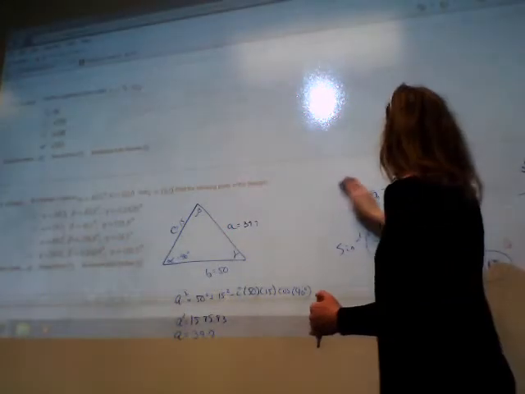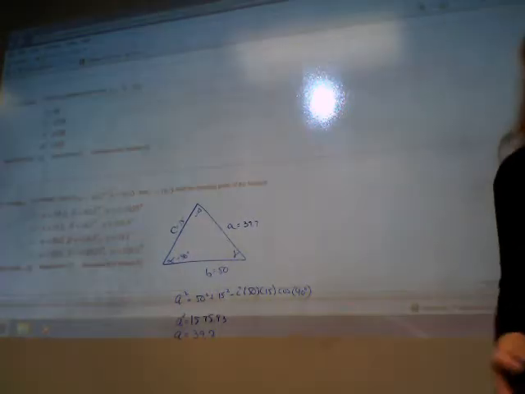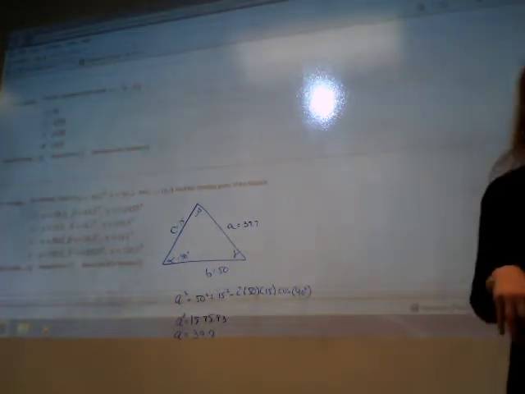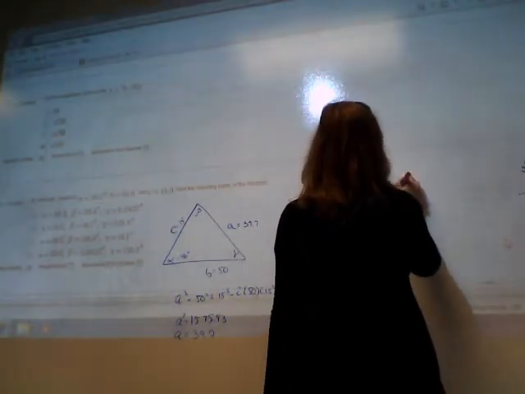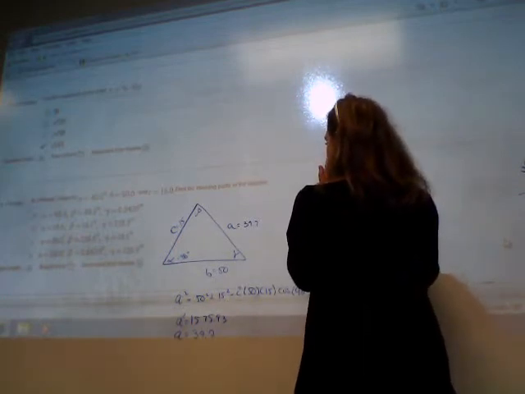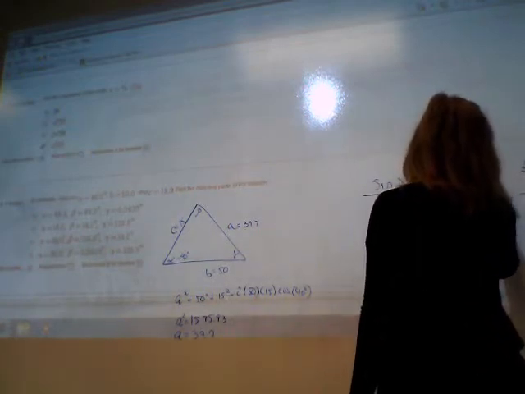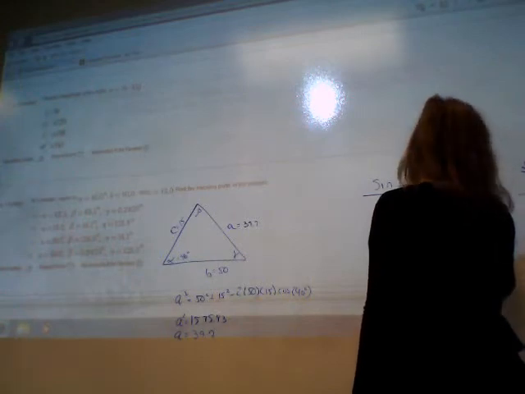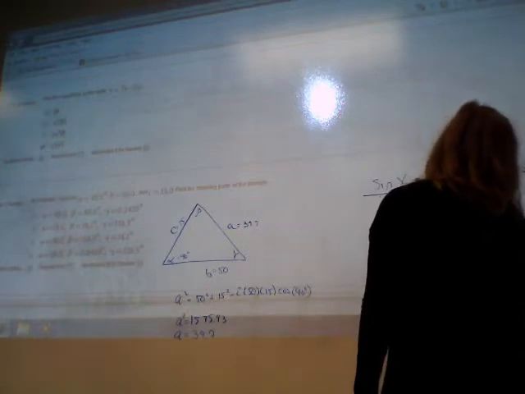Let's solve for gamma with law of sines. We should have done gamma first. Everybody see why? When I'm doing this on my own, I always pick the smallest side first because that's going to direct me to the larger side if possible. So we have the sine of gamma over 15 is equal to the sine of 40 over 39.7. So gamma will equal the inverse sine of 15 sine of 40 over 39.7.